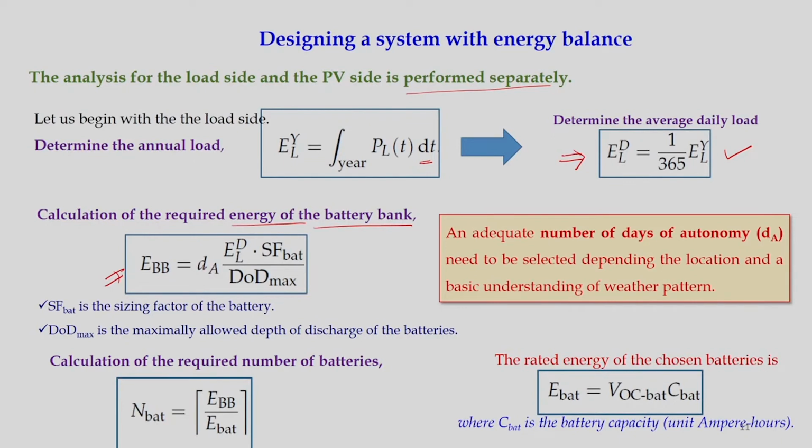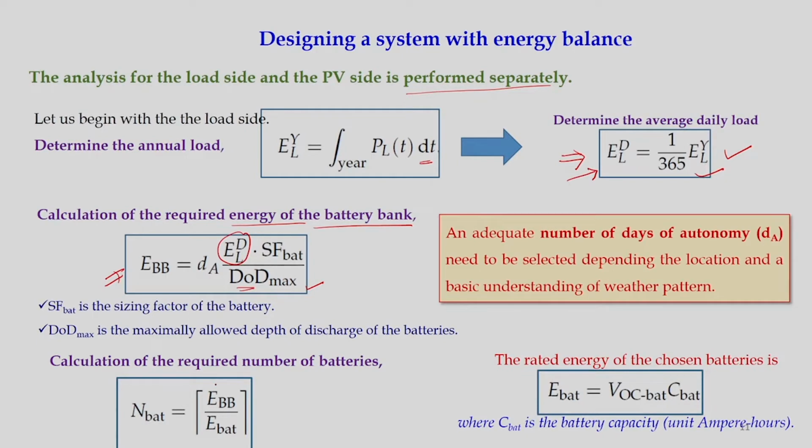It is something like dA multiplied by ELD multiplied by SF divided by DOD, okay. What is dA? dA is the number of days of autonomy, or say the number of days we need to store energy. And this SF is the charging factor of the battery. Normally its value is 1.1 or 1.2. And this DOD is the depth of discharge. There is a maximum depth of discharge we need to consider, and this can be evaluated using what we have already discussed.